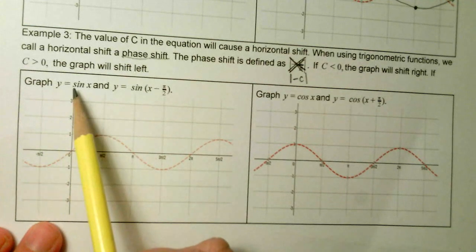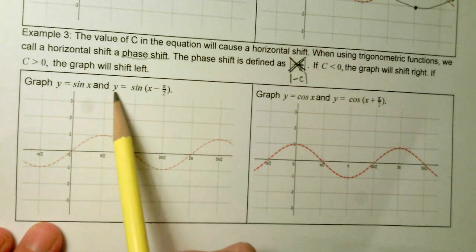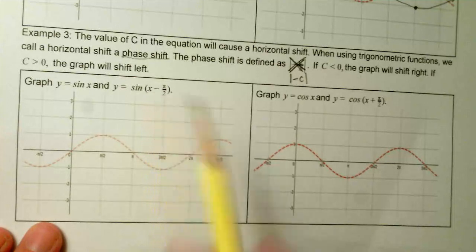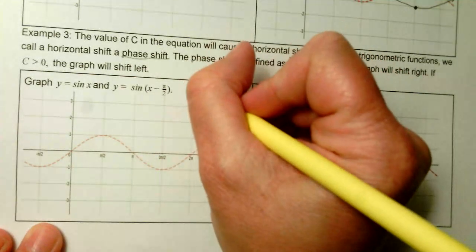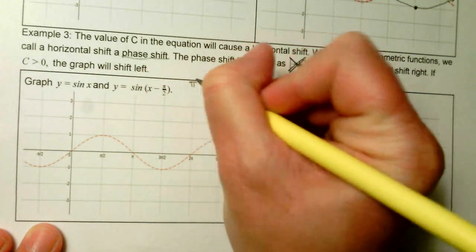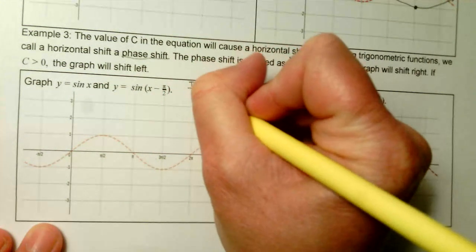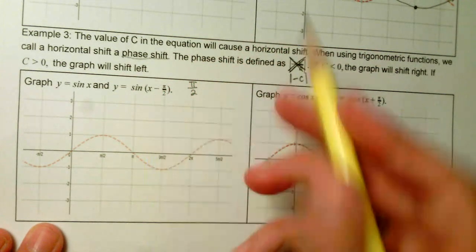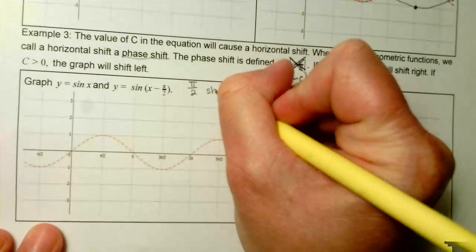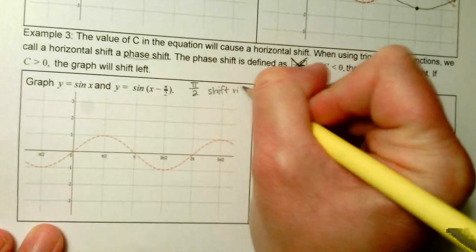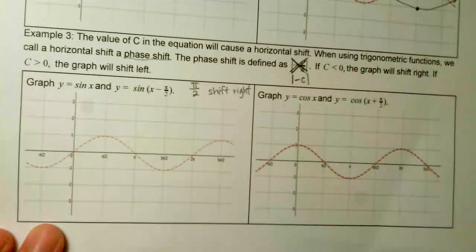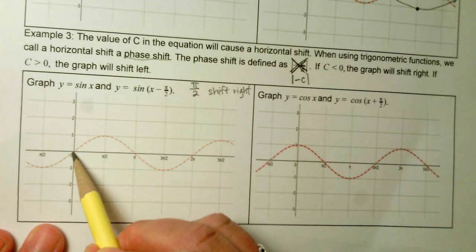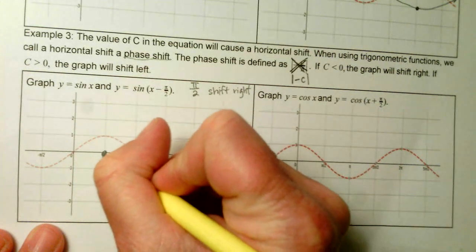So I want to graph y equals sine of x and y equals sine of x minus pi over 2. So my phase shift is going to be the absolute value of c, which is pi over 2. And since my c is negative, I am going to shift right. Okay, so instead of starting at 0, I am starting at pi over 2 units to the right.